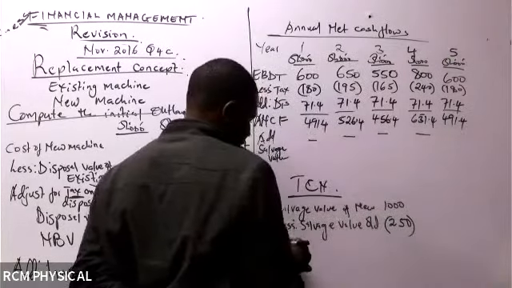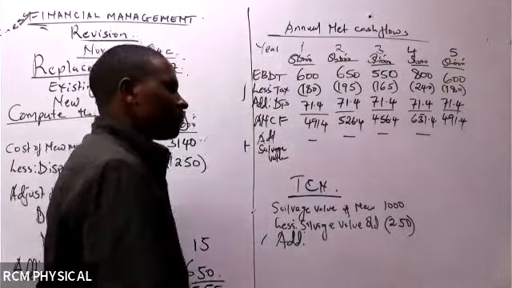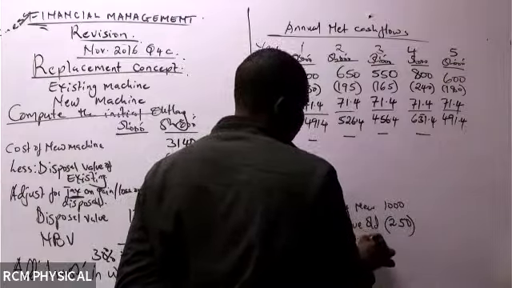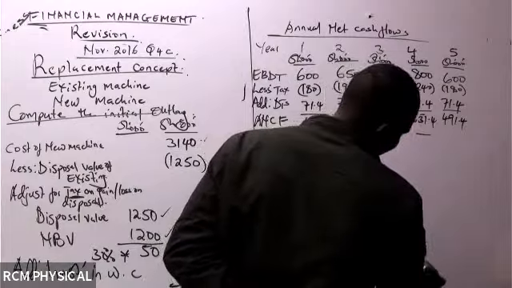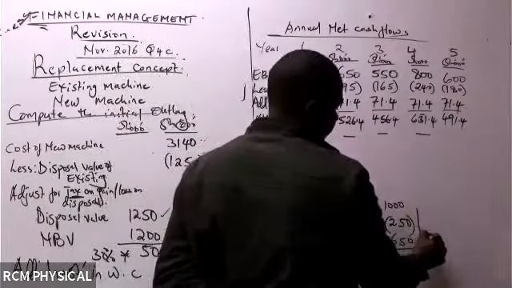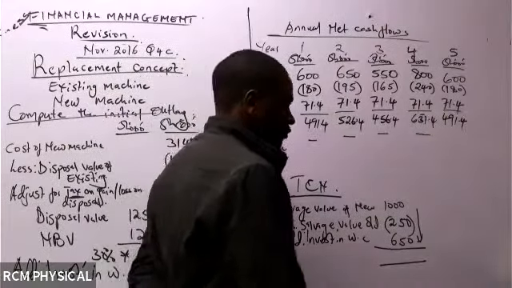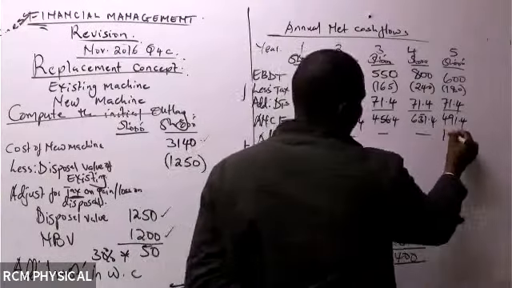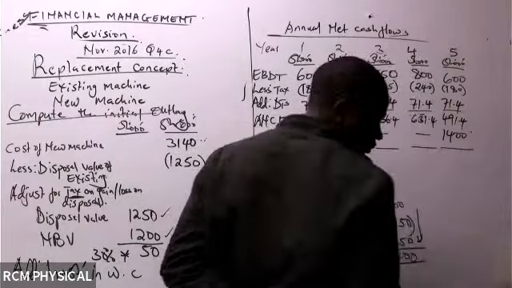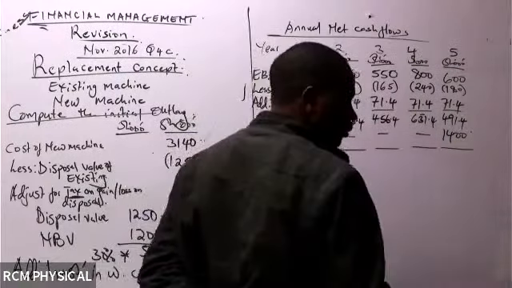And then you add what? What do we add? Investment in what? Working capital, 600. Give me that value. So that will be discounted together and you get your net cash flow, the total cash flow.